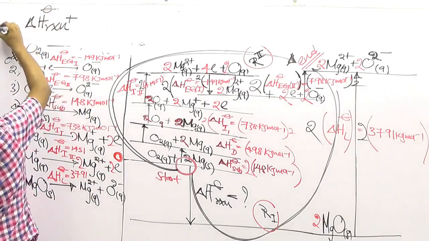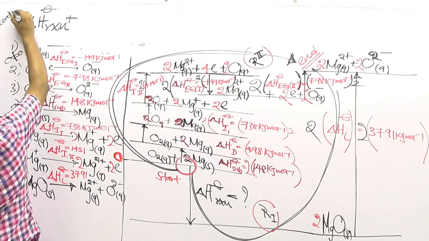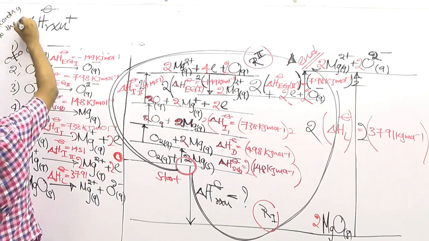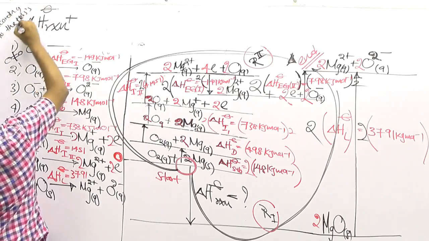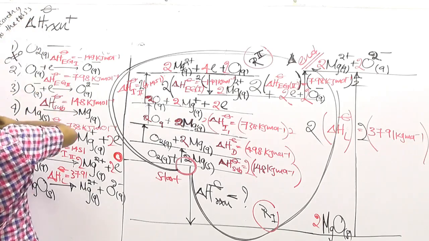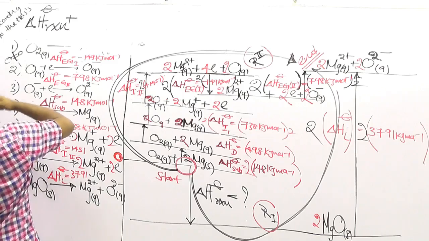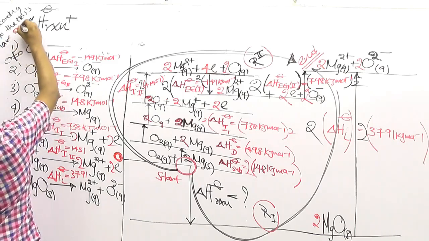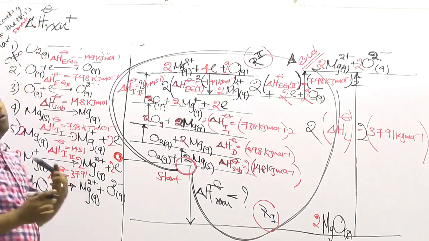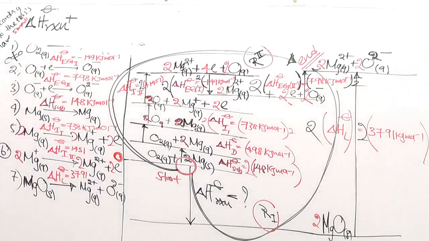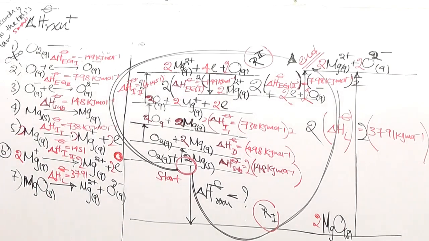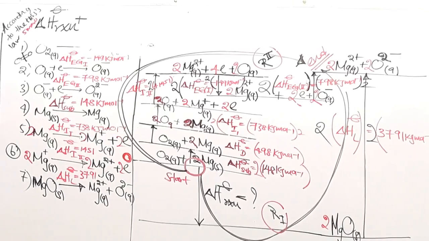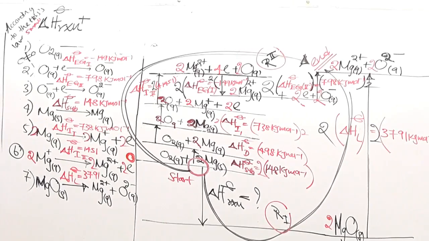According to Hess's law, 5 marks. So definitely you have to write "according to Hess's law", 5 marks.